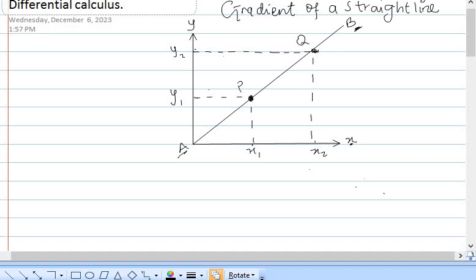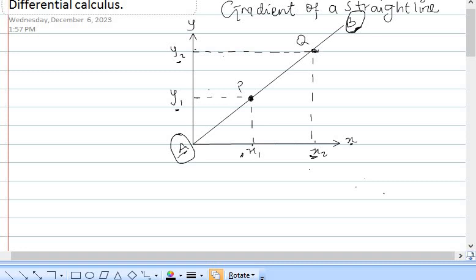differentiation, that's from the gradient. From the diagram above, this figure says that we have 2 points on the straight line A to B, point P and point Q. P has coordinates x1, y1, and for Q we have x2 and y2 respectively. Here is x2 and here is y2, here is y1, x1.